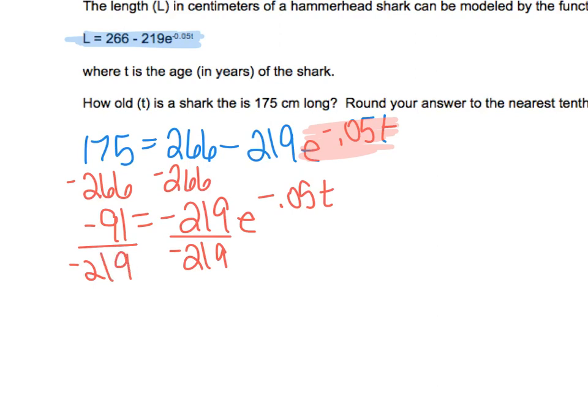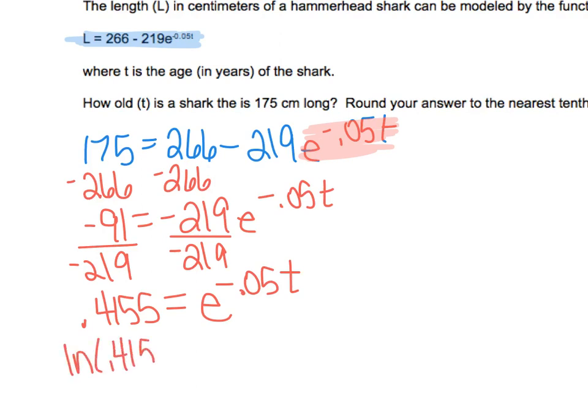Again, I want e by itself, so I'm going to divide by negative 219. I'm going to round this decimal value, and it's positive because you have a negative divided by a negative: 0.4155 equals e to the negative 0.05 t. Now we have e all by itself, but we need to get that variable out of the exponent. With the base of e, that means we're taking the natural log of 0.4155 equals that exponent, which is negative 0.05 t.